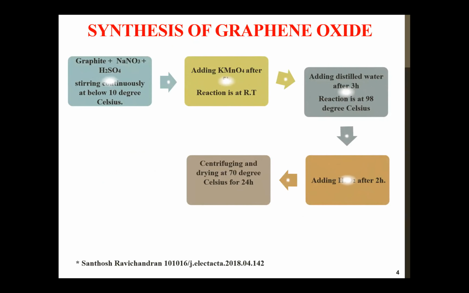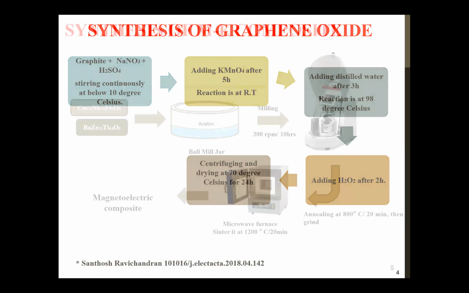Synthesis of graphene oxide. Graphene oxide is synthesized using research grade graphite, sodium nitrate, and H2SO4, which is stirred continuously at 10 degrees Celsius. It is based on the modified Hummers method. Then we add some potassium permanganate. Then it is continuously stirred at 98 degrees Celsius. Then we add some hydrogen peroxide. After 2 hours, we centrifuge the solution and dry it at 70 degrees to obtain the graphene oxide.